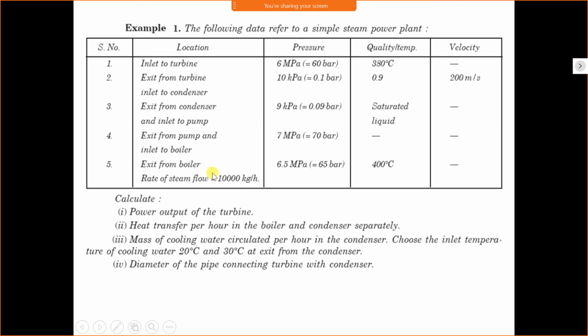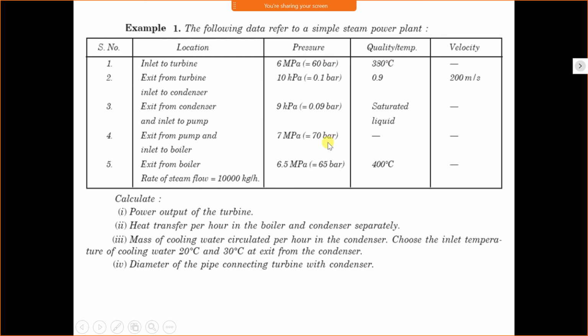Now inlet to the boiler is 70 bar. Look at here, it is subcooled liquid, therefore only pressure is given, temperature is not given. Then exit from the boiler is at 65 bar and 400 degrees Celsius. Exit from the boiler is given to the turbine. Therefore, exit from the boiler and inlet to the turbine should be the same.